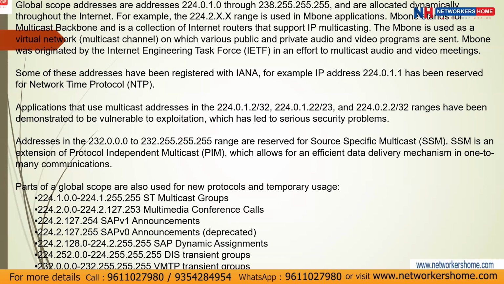Applications that use multicast addresses in the 224.0.1.32 and 224.2.x ranges have been demonstrated to be vulnerable to exploitation, which has led to serious security problems. We are avoiding this. Addresses in the 232.0.0.0 to 232.255.255.255 range are reserved for source-specific multicast, which is an extension of protocol-independent multicast that allows for an efficient data delivery mechanism for one-to-many communication.